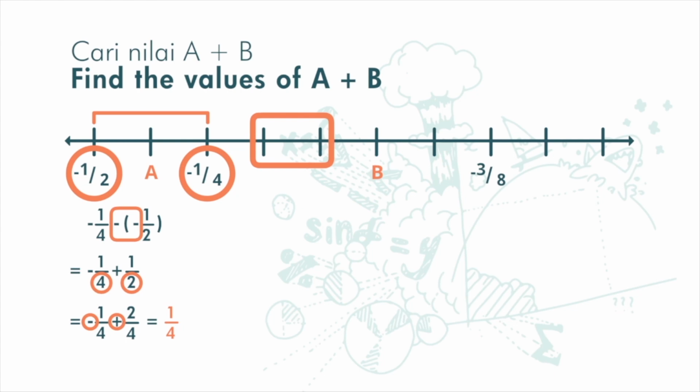So two parts on the number line is 1/4. To get the value of one part, we take 1/4 and multiply it by 1/2. And we get 1/8.